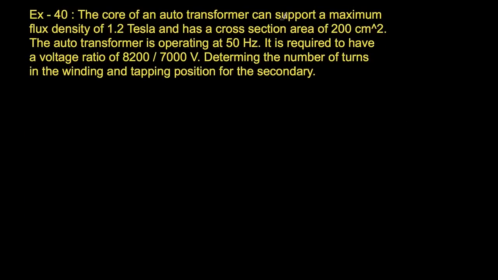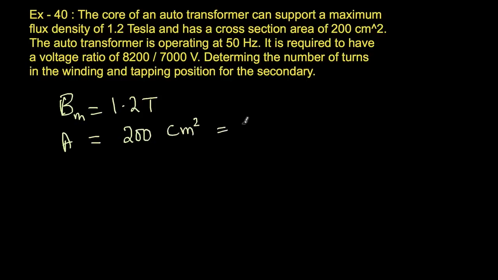The core of an auto transformer can support a maximum flux density of 1.2 Tesla. So therefore, maximum flux density B max is 1.2 Tesla and has a cross section area of 200 centimeters square, which is nothing but 200 into 10 power minus 4 meters square. So I converted into meters. Tesla is nothing but Webers per meter square, so everything is in the same units.